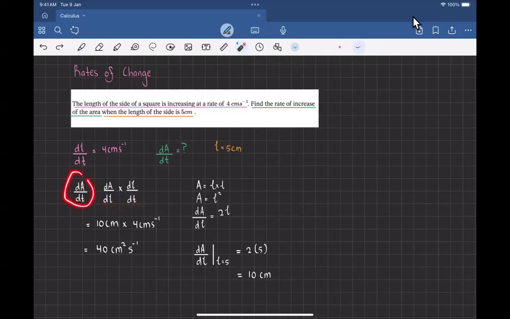So for me to get dA/dt, I would have to say dA/dL times dL/dt. dL/dt was given to me, so I need to figure out dA/dL, which is just the change in area with respect to the change in length. So we recall what the formula for area is. I differentiate, and since it told me the length is 5, I plug it in. So now I know what dA/dL is. I plug in what dL/dt is, multiply, and I get my answer. Aliyah, you understand? Yeah. Okay.